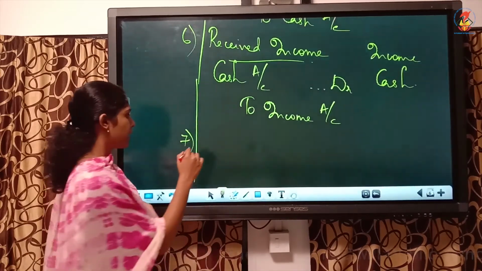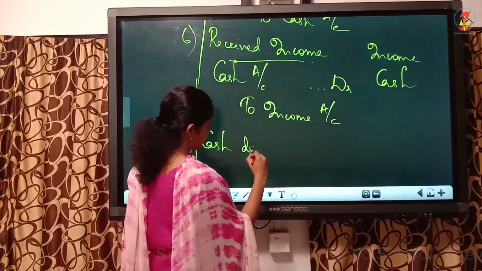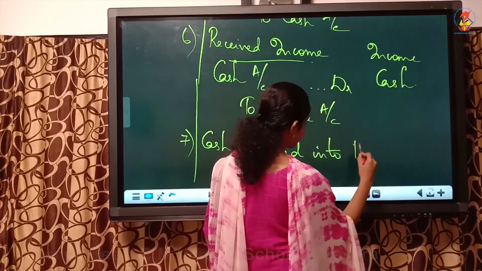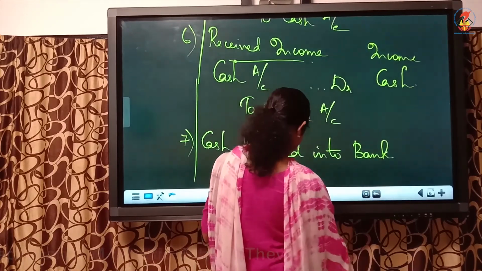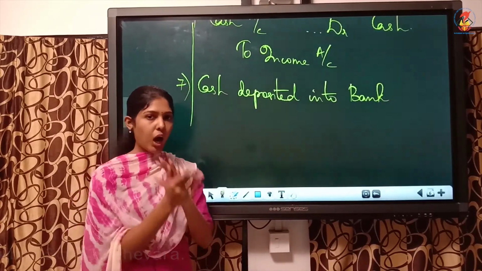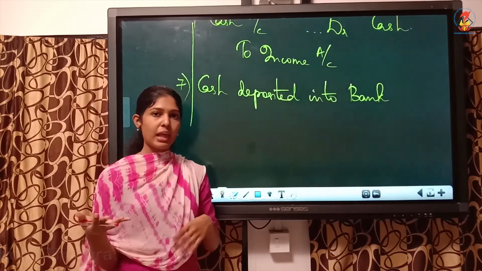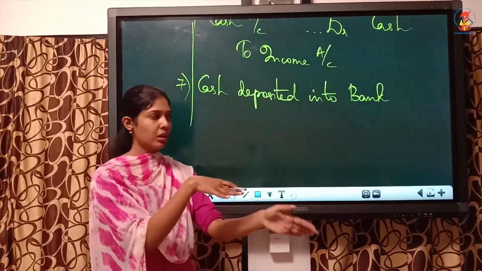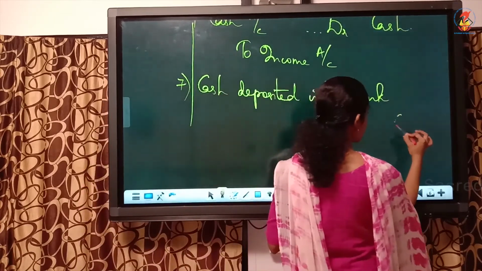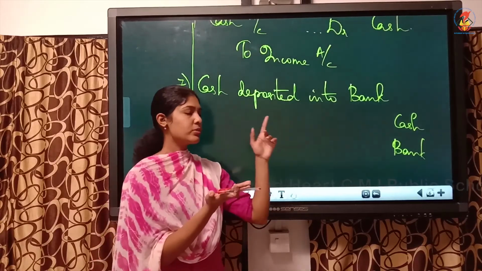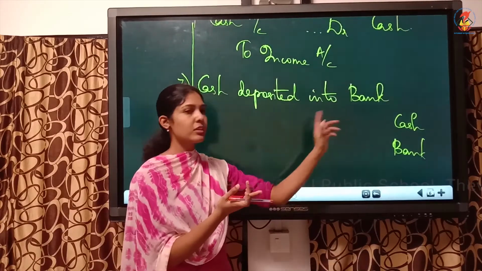Then the 7th one, cash deposited into bank. Yes. So which are the 2 items? You are depositing your cash balance into your bank account. So cash in hand will now become cash at bank. So the 2 items involved here are, one is cash, the other is bank. When you say simply cash, it means the cash in hand. When you say bank, it means the cash at bank. So these are the 2 accounts.